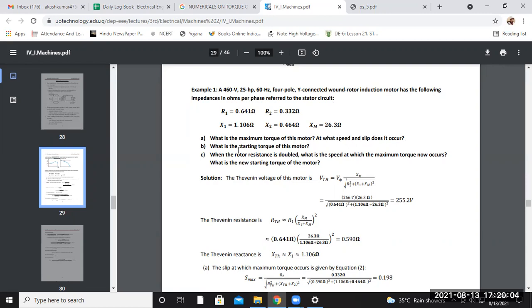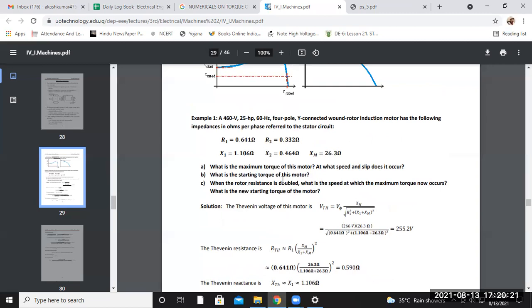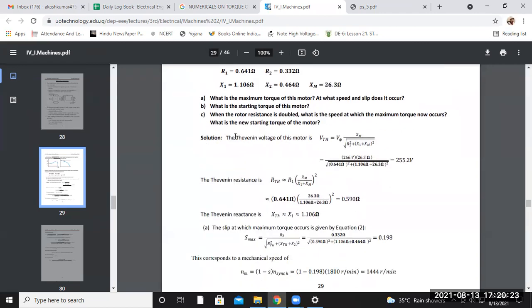Then it is asked: what is the maximum torque of this motor, and at what speed and slip does it occur? What is the starting torque of this motor? When the rotor resistance is doubled, what is the speed at which the maximum torque now occurs, and what is the new starting torque of the motor? Basically, we have to use the basic formulas related to induction machines. By using the above concept, we have the following formulas.